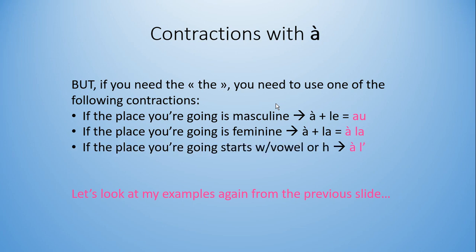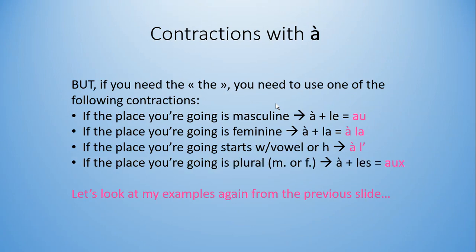Now, if the place you're going to is masculine or feminine, but it's still singular and starts with a vowel or an H, it's going to be à l'apostrophe, like à l'hôtel and à l'hôpital and à l'église and à l'école. Okay.